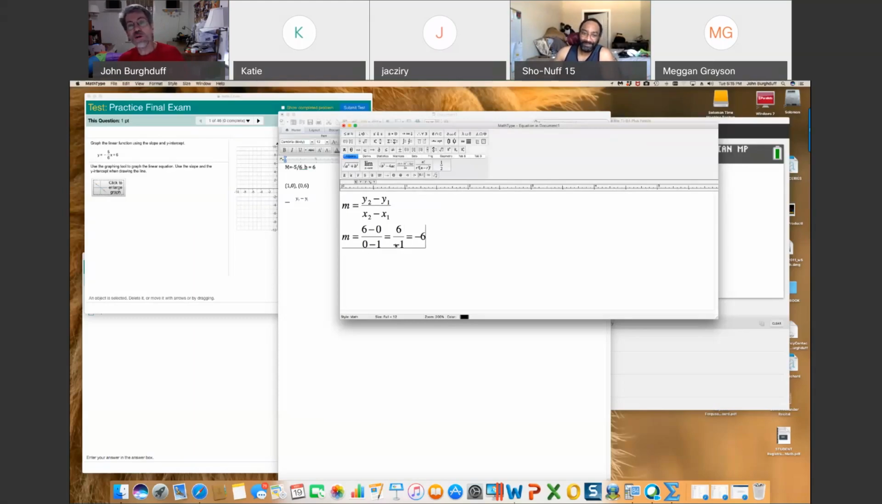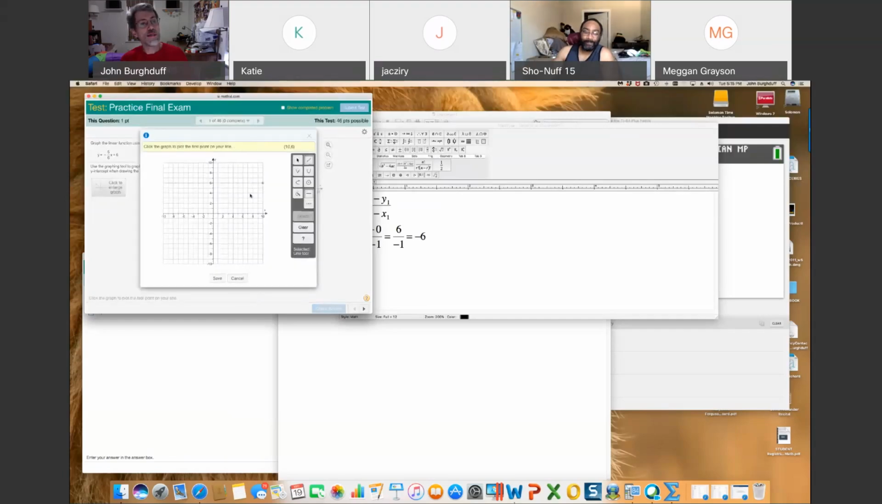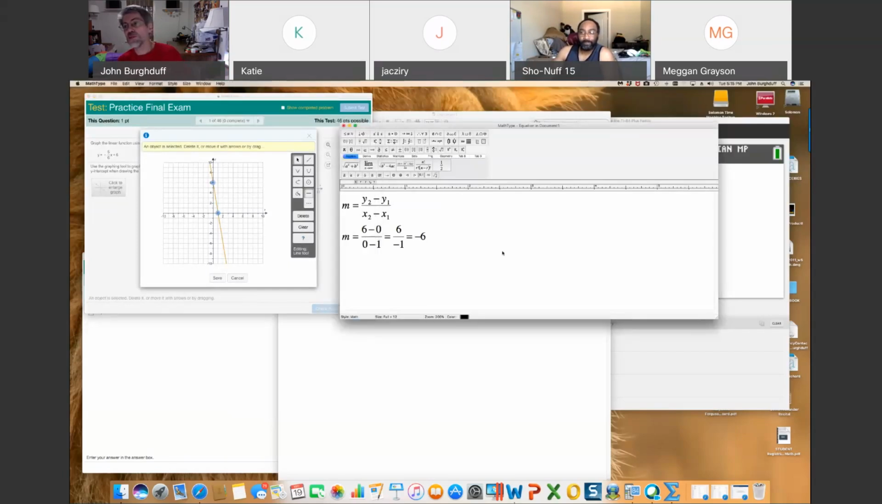And a negative slope should tell you, and if you draw the picture, it should look this way. Actually, we can go back over here. 1, 0 is right here, and 0, 6 is right here. So if you look at it from left to right, the graph is falling, going down as you look at it from left to right. How's that look?